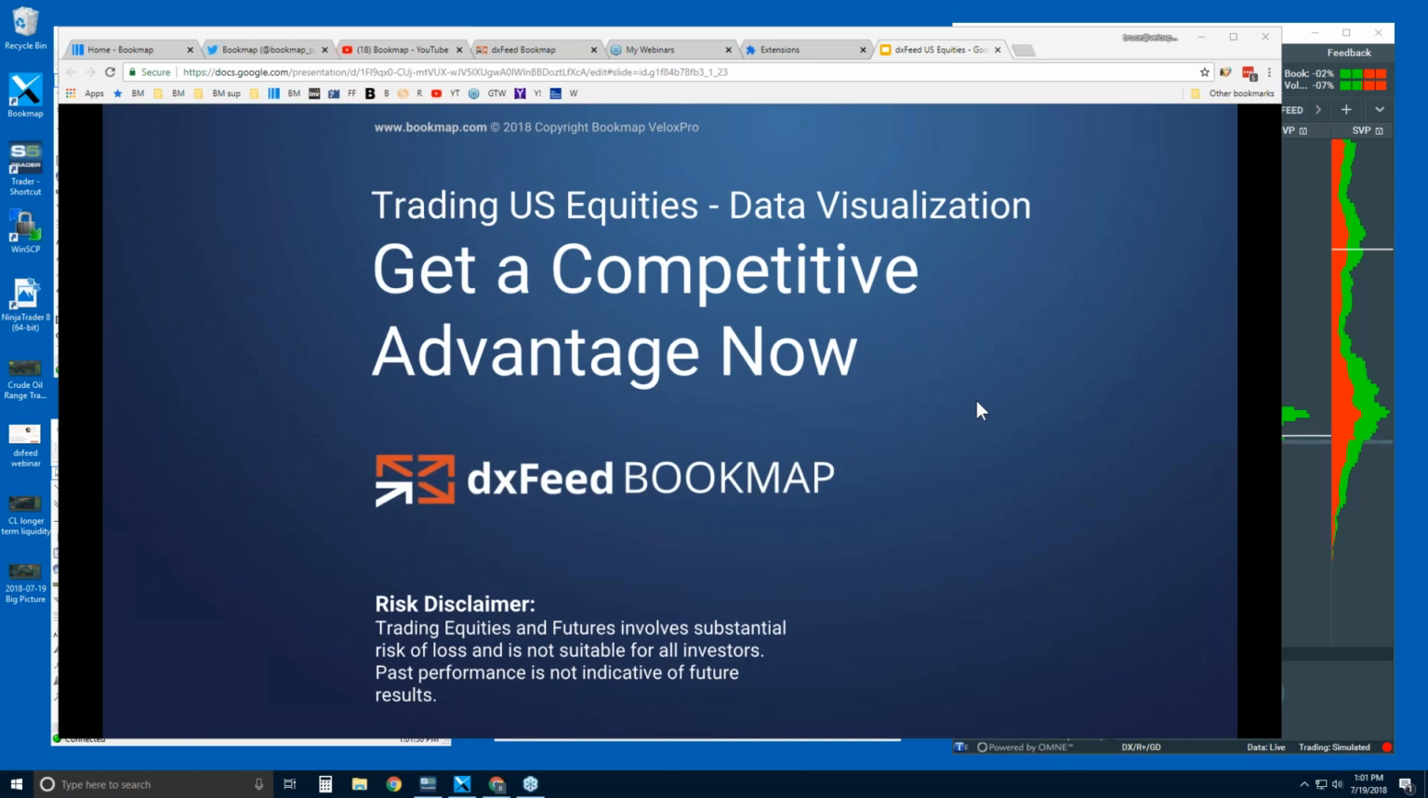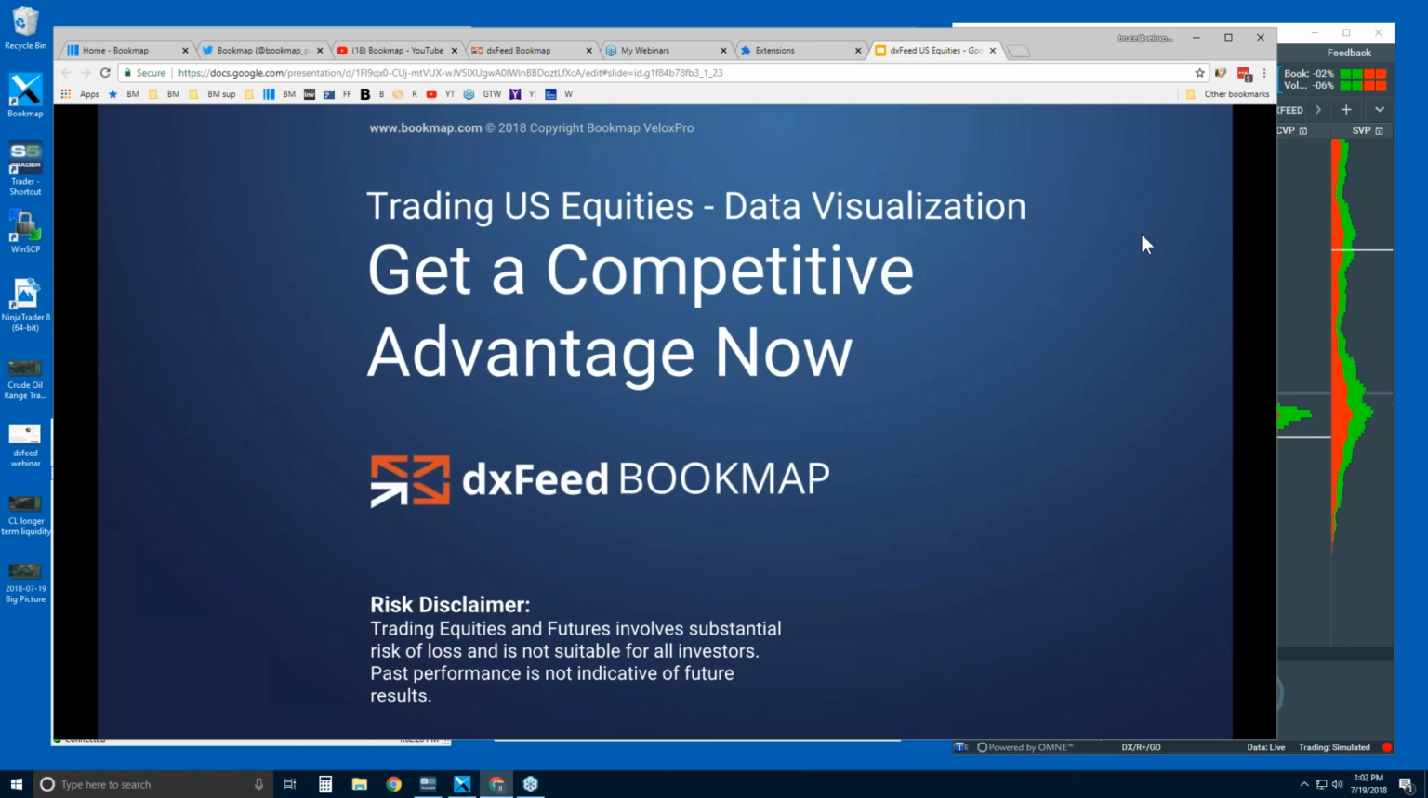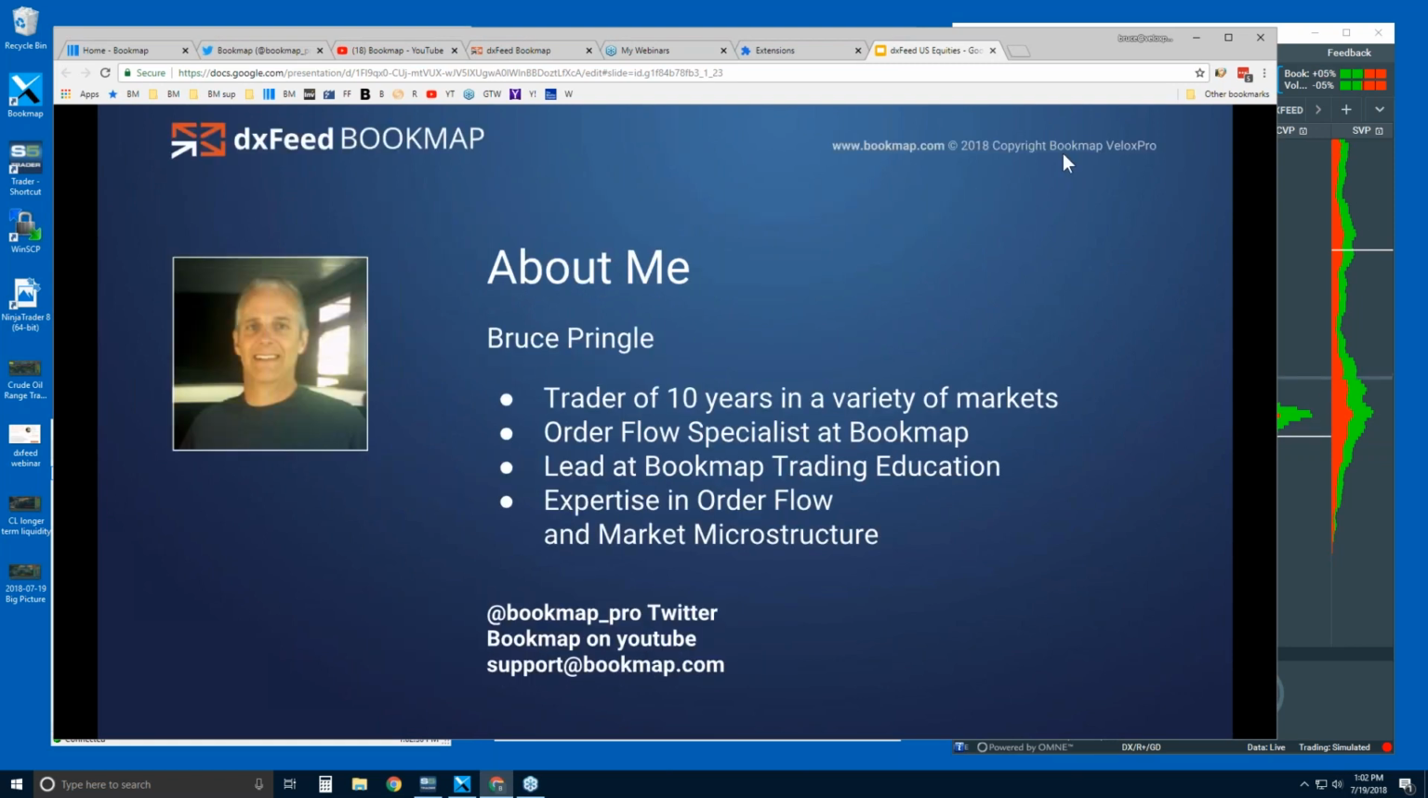So what we're going to do is take a look at quite a few equities and understand the Bookmap dxFeed, how we connect to the equities, and the overall subject here is getting a competitive advantage trading US equities with the data visualization here in Bookmap. It's pretty unique. Just the full depth of market that you're going to get with dxFeed is an advantage right off the bat. I'll go through and explain what I mean here with the full depth of market. But let's continue on here.